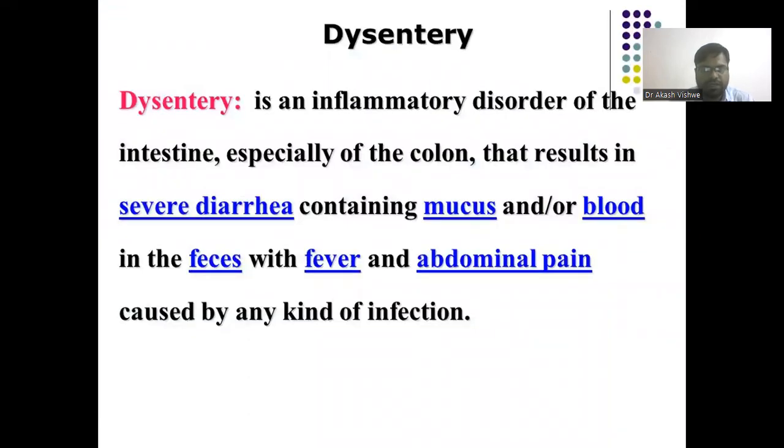So what is dysentery? Dysentery is an inflammatory disorder of the intestine, especially of the colon, that results in severe diarrhea containing mucus and/or blood in the feces with fever and abdominal pain, which is caused by some kind of infection.